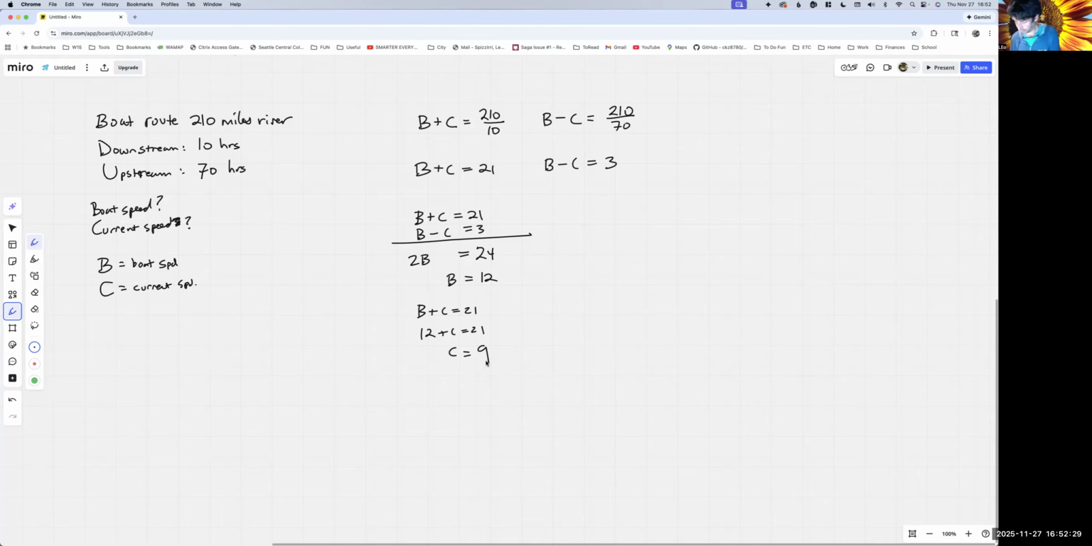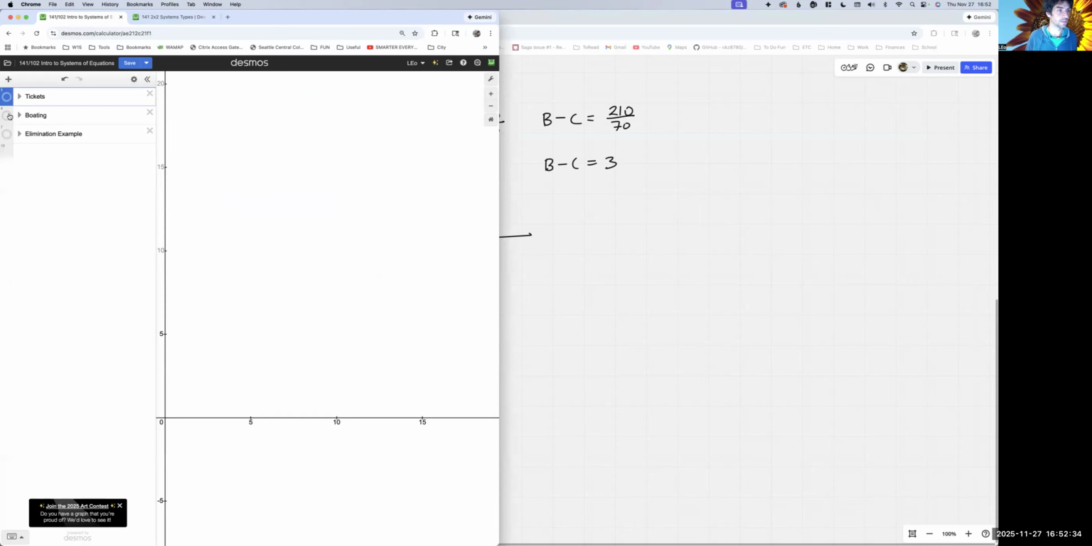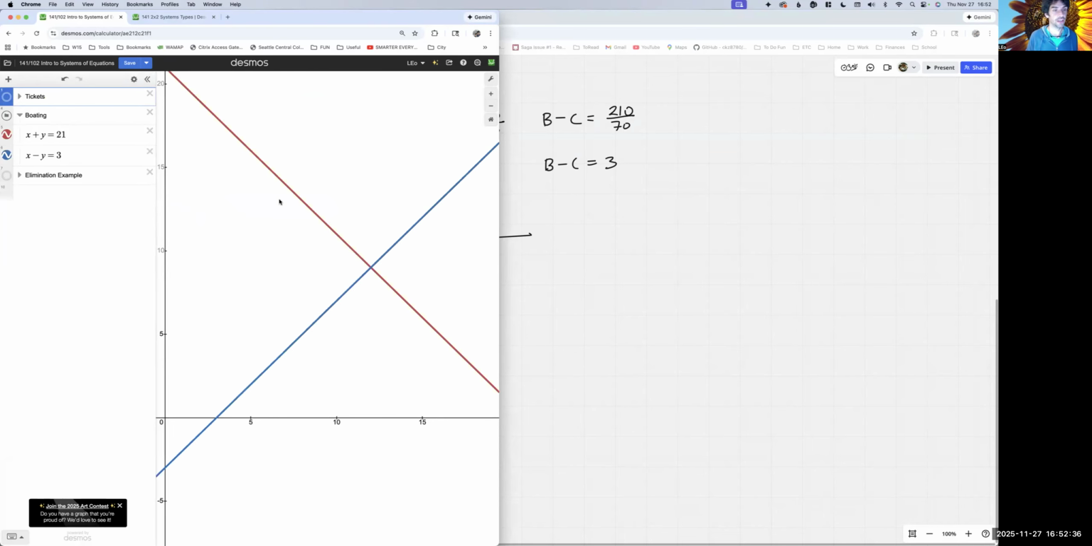Okay, let's take a look at that situation. Again, those two equations can be thought of as lines. The red line represents the equation we get from going downstream, going with the current, x plus y equals 21. And upstream is the blue graph here, and it intersects at 12, 9, where our boat speed is 12 and our current is 9.